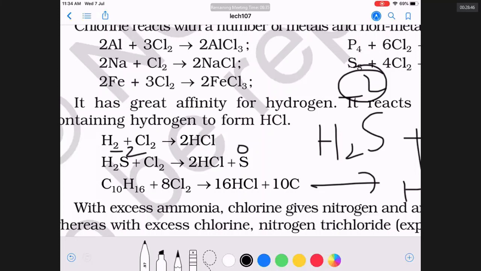This is C10H16. This is a hydrocarbon corresponding to what formula, sir? How many rings can you expect in this?